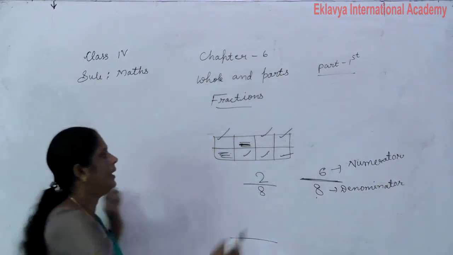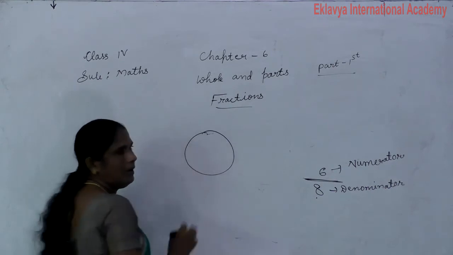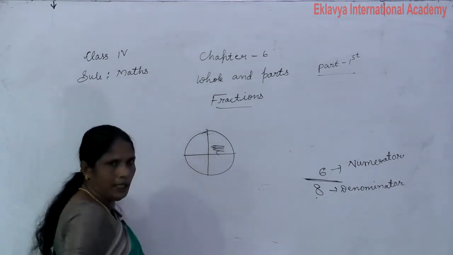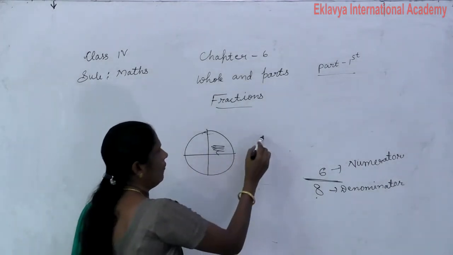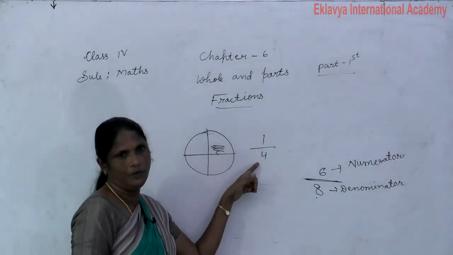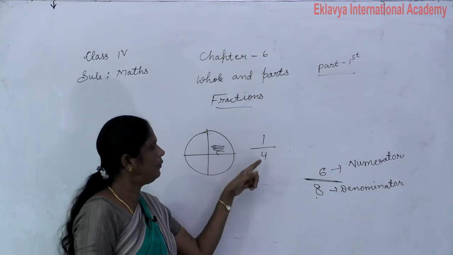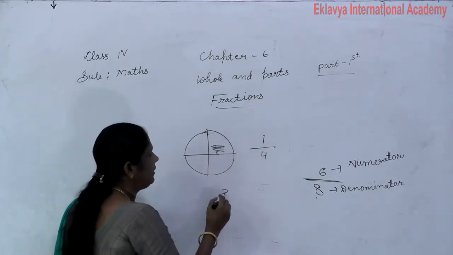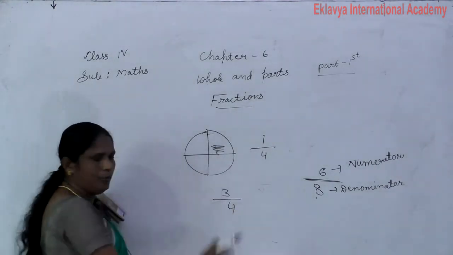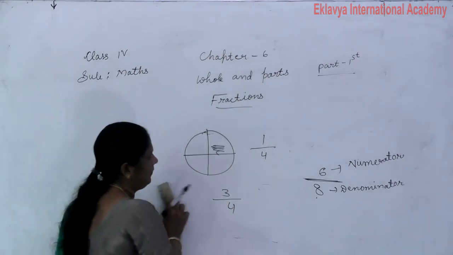Again I divide. This is a circle. I divided it into 4 parts. Then I shaded 1 part. What is the fraction of this? 1 by 4. That is 1/4. You read the numerator first. 1/4. The unshaded part is 3/4. How to read? 3/4. Which is the numerator? 3 is the numerator and 4 is the denominator.